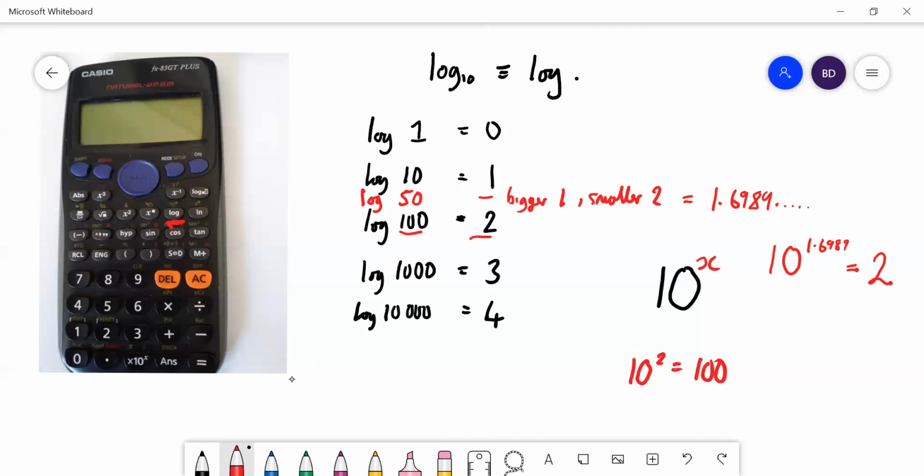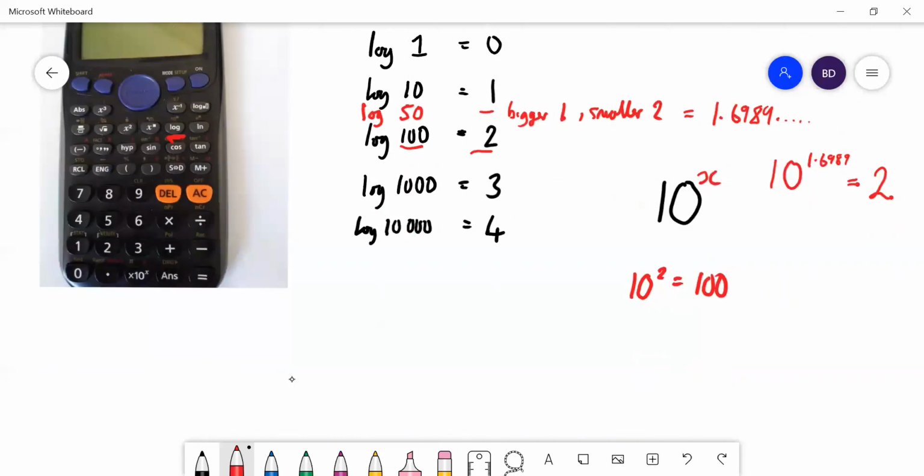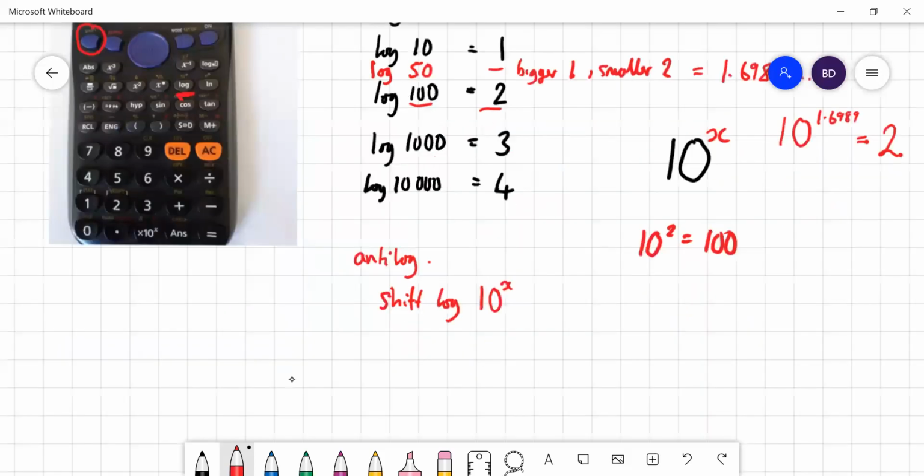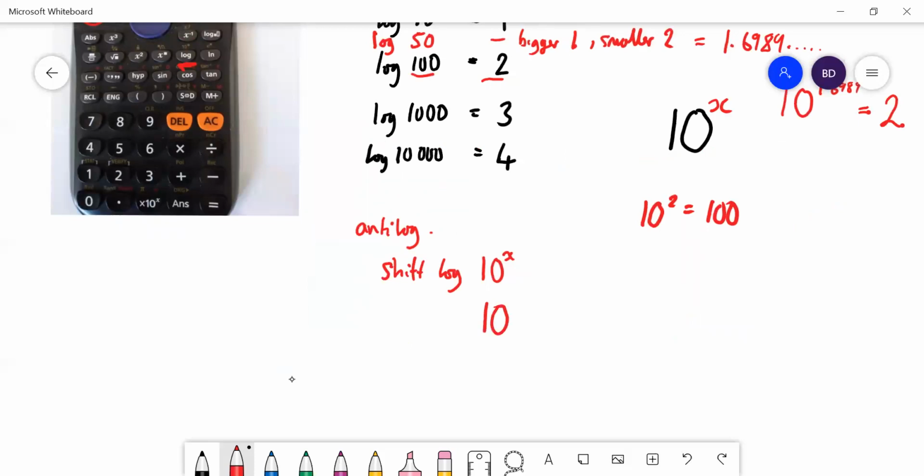So we know how to use the log button. Now let's think about the opposite of log, which is sometimes called anti-log. If you want to do that, you press the shift button and the log button. If you look, on the shift log there's a little yellow 10 to the power of x up there. So let's just pick a number at random. What is 10 to the power of 2.50?